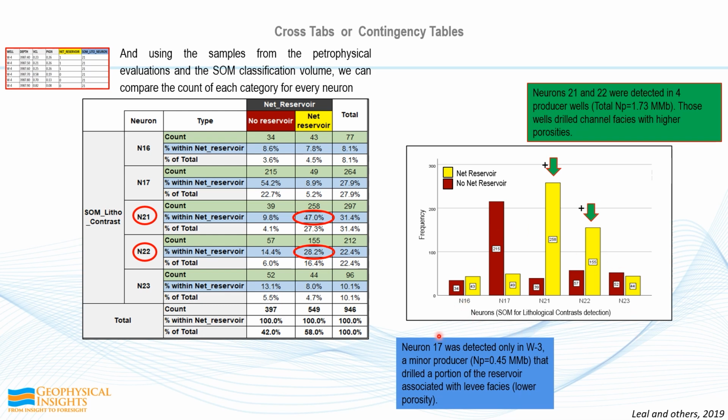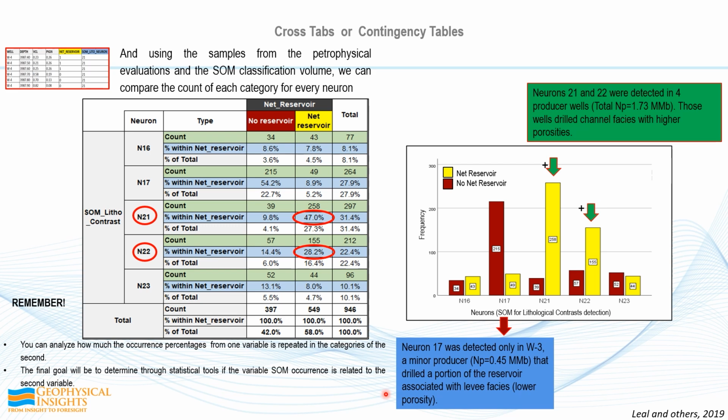You can also see the geologic interpretation that has been attached to these wells and their neurons. So you can analyze how much each variable is repeated in each of the categories. And what we want to know then is, with our chi-squared measurement, if we can establish via statistical tools the relationship between the SOM neurons and the net reservoir.